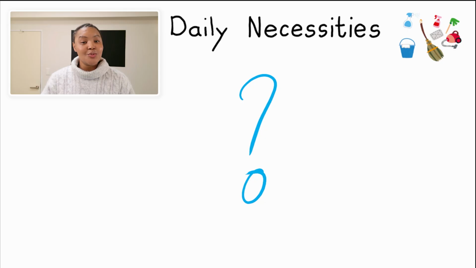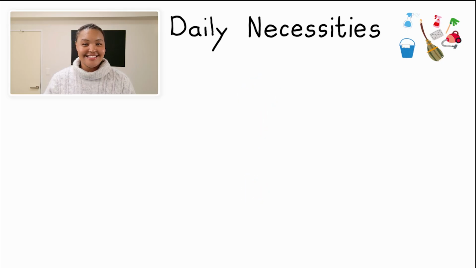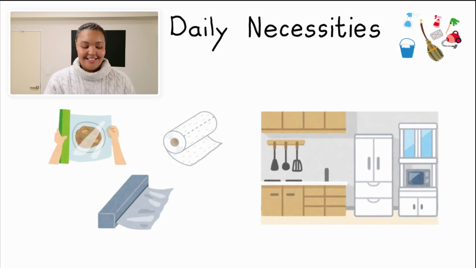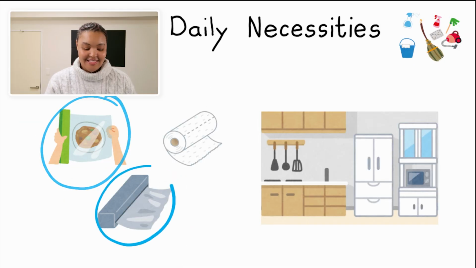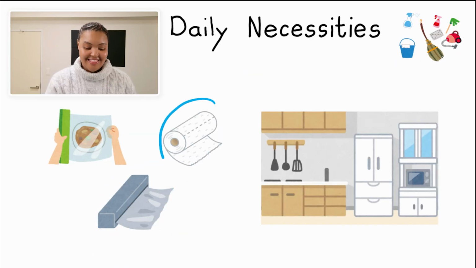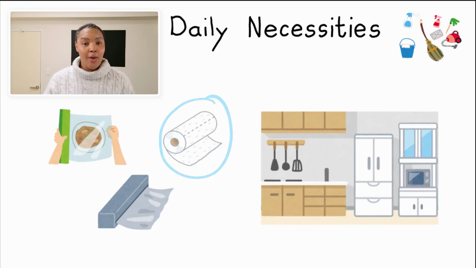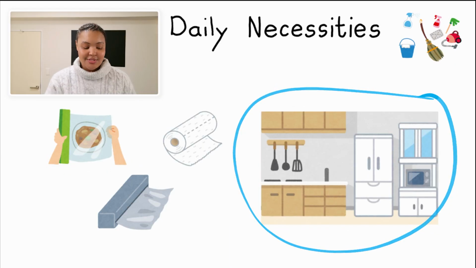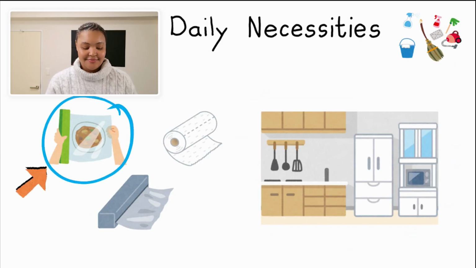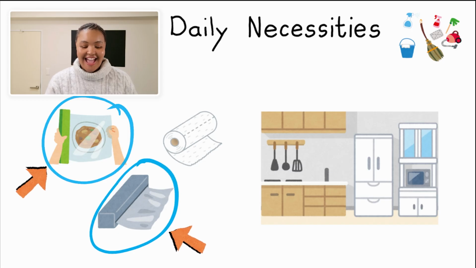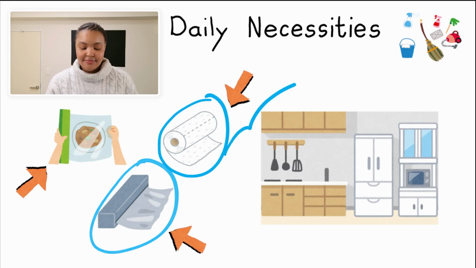What else do we use on a daily basis? This is plastic wrap. This is aluminum foil. And this is paper towels. Where do we use these? In the kitchen. We use plastic wrap, aluminum foil, and paper towels in the kitchen.